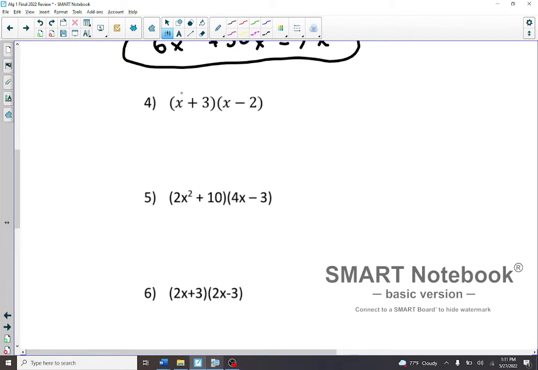Foil here. So we're going to foil. So x times x, x times negative 2, 3 times x, and 3 times negative 2. I want to make sure everything gets distributed to everything else.